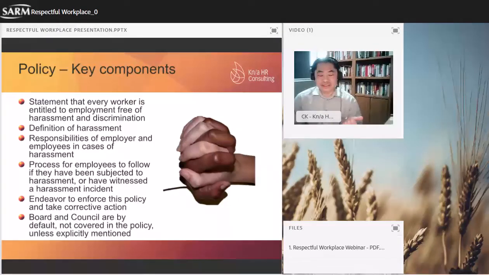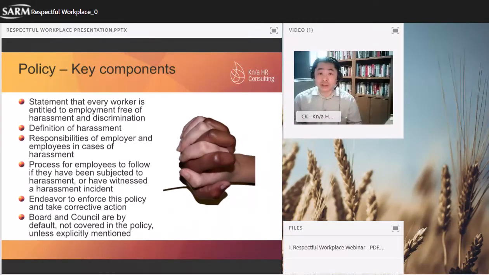The first one is that every worker is entitled to employment that is free from harassment and discrimination. The second one is, what is the definition of harassment? We've provided some examples earlier today. Then, the responsibilities of employer and employees in cases of harassment, which we have also covered a little bit today. And what is the process for employees to follow if they have been subjected to harassment or have witnessed a harassment incident? Where should they go?